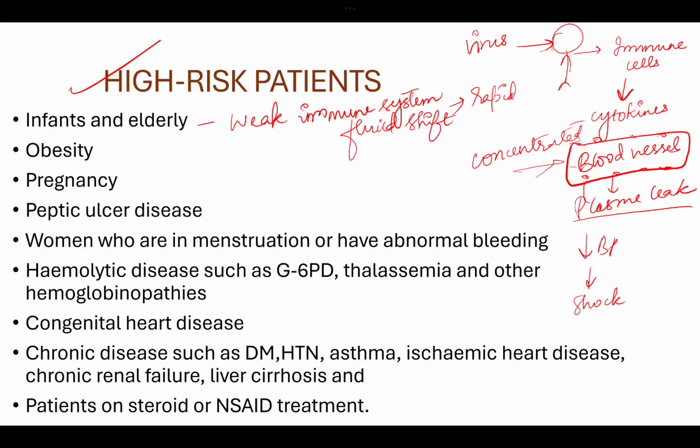Then we'll see obese patients and pregnant women. Here the elderly and obese patients will have multiple comorbidities present in them, like diabetes, hypertension, thyroid, etc. And they will have an increased risk of bleeding, organ failure, and shock.